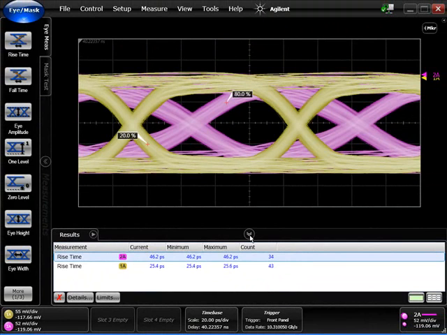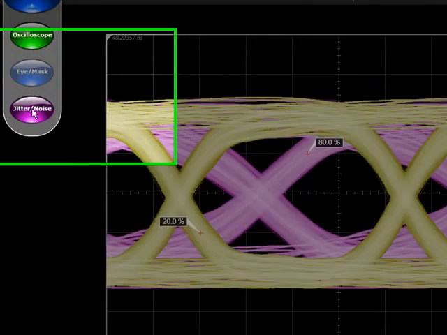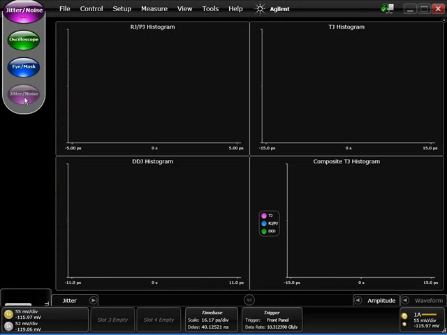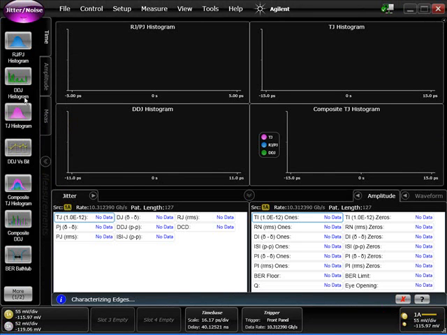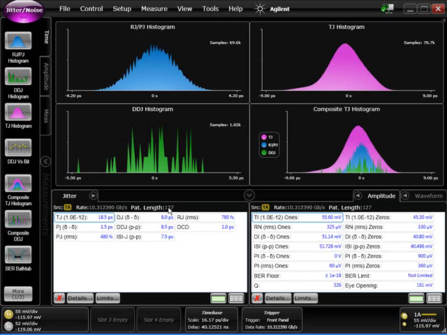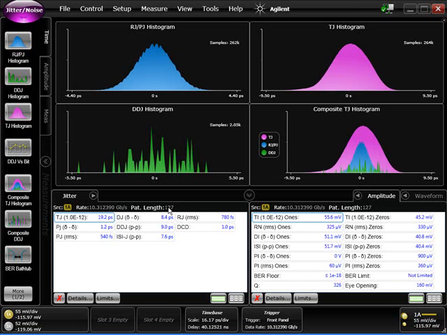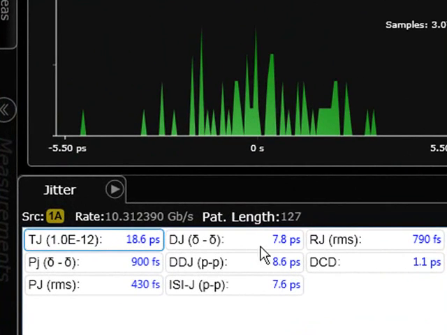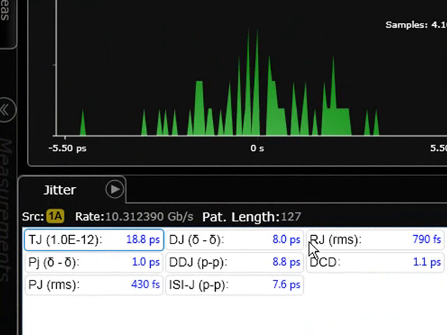We're going to go into jitter mode and do an analysis of jitter, a real deep dive on the components of jitter that are on channel 1. So you can see that our source is channel 1. Jitter mode automatically detects the data rate and the pattern length of the incoming signal, and it does a very fast and accurate analysis of that signal, and it breaks the jitter down into its constituent components. We're going to look at RJ and deterministic jitter. So RJ is the random jitter components of the signal, and the DJ is the deterministic jitter component.